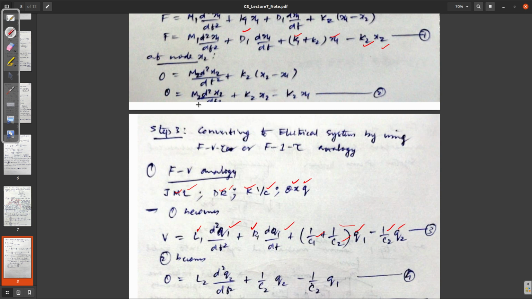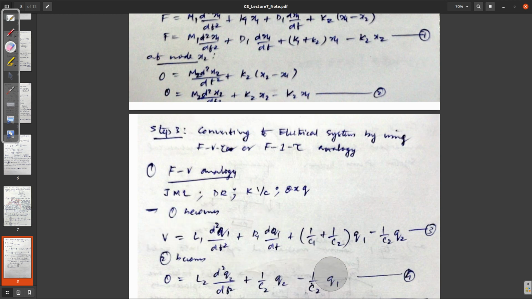And what happens to equation 2? M2 will become L2, K2 will become 1 by C2, and again K2 will become 1 by C2. It's a direct one-to-one conversion. We just have to change the variables.